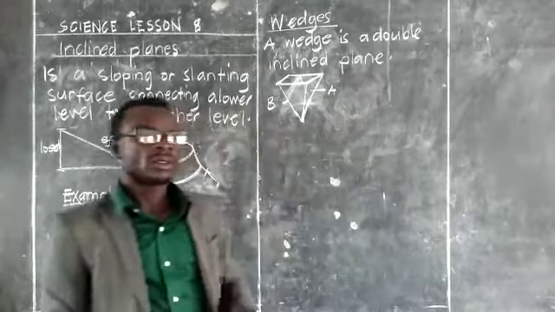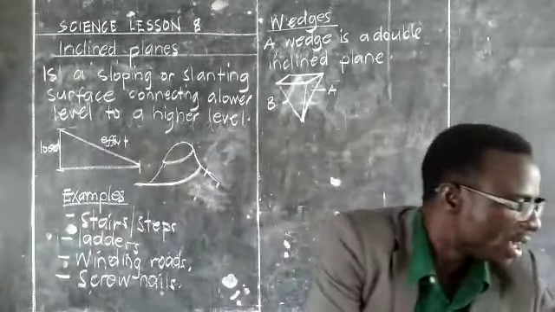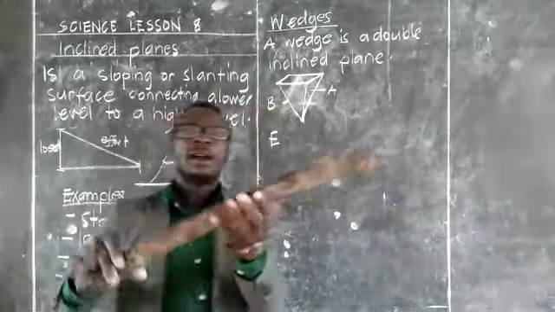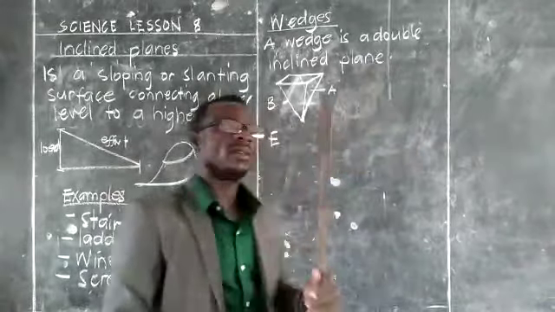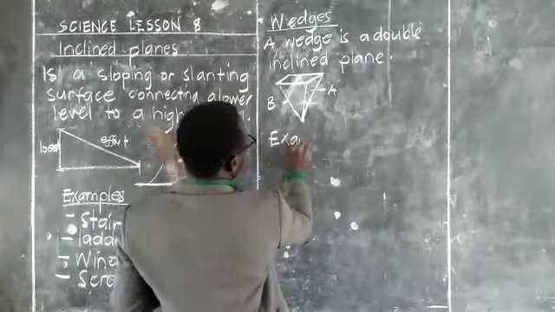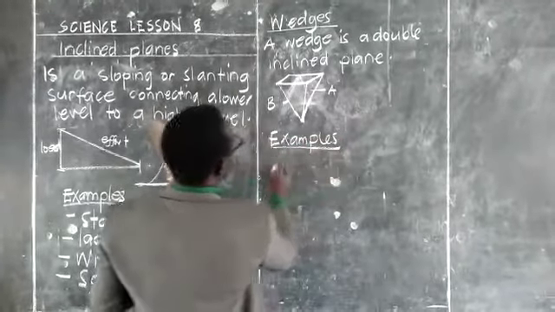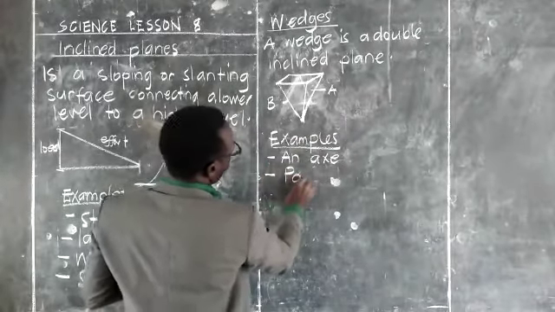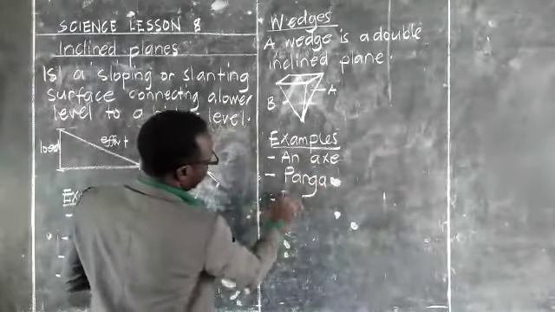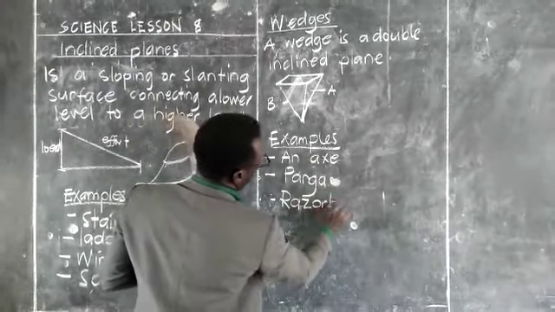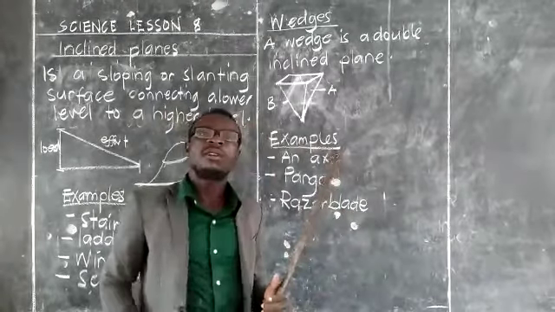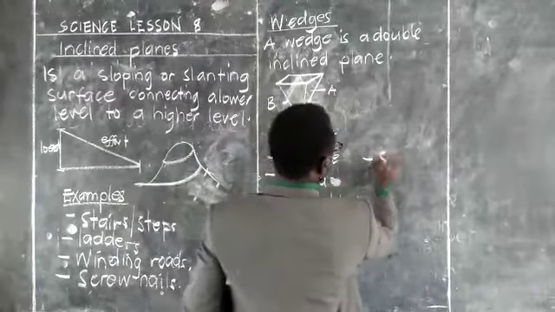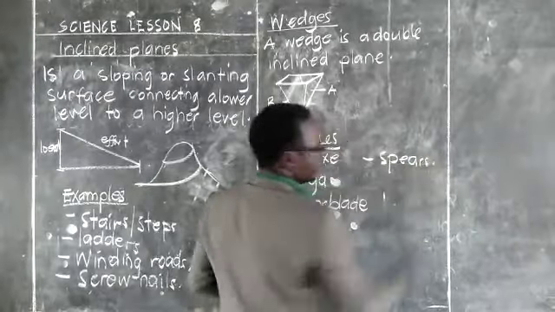Other examples of wedges that I have with me here is a panga. Panga is also an example of a wedge. Examples: one, an axe is an example. Two, we have panga. We also have razor blade as an example of a wedge. We may also have spear. Spears are also examples of them.